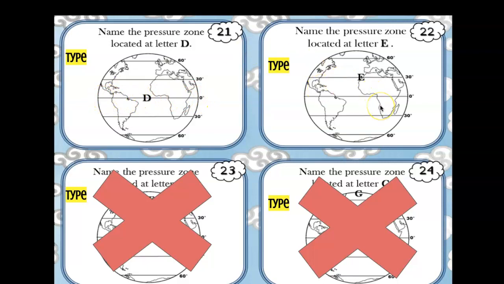And the last one we're going to do, number 22, name the zone at E. E is right on that 30 degree mark. What is it that we referred to at the 30 degree mark where there were calm winds and the sailors would dump their animals overboard? Yes, these are our horse latitudes at 30 degrees.